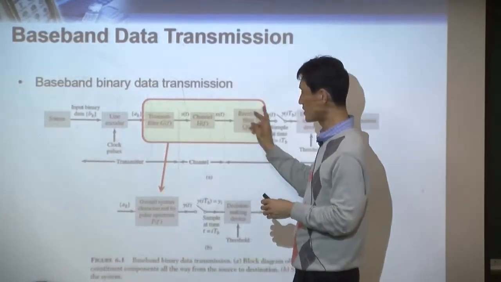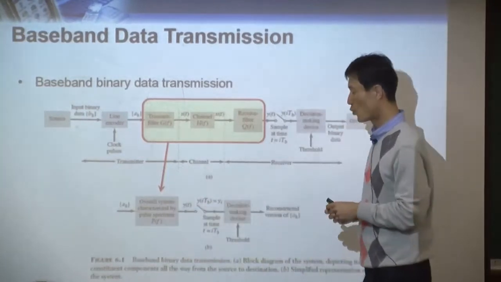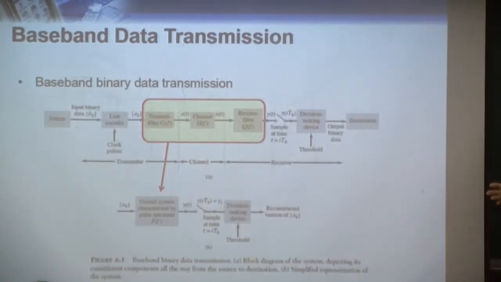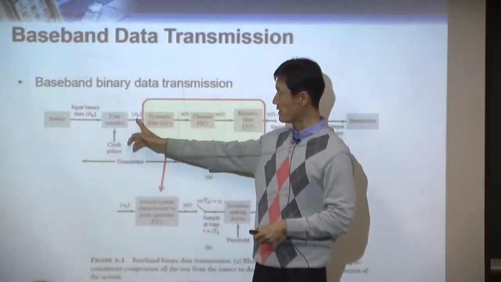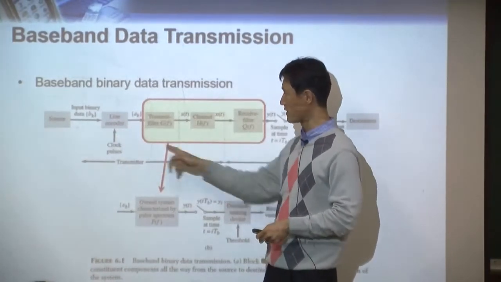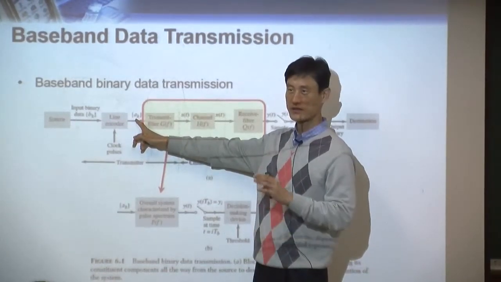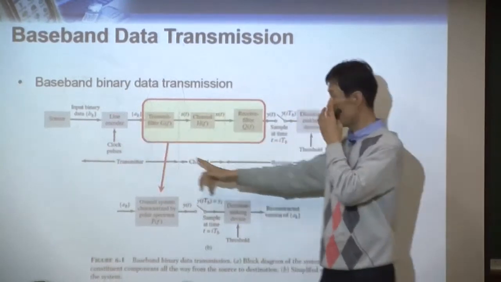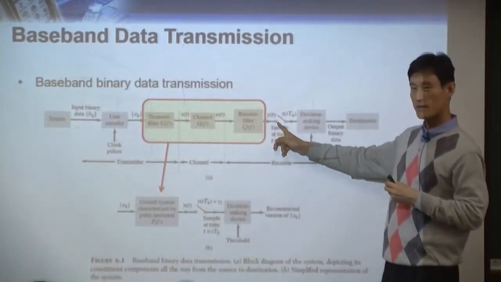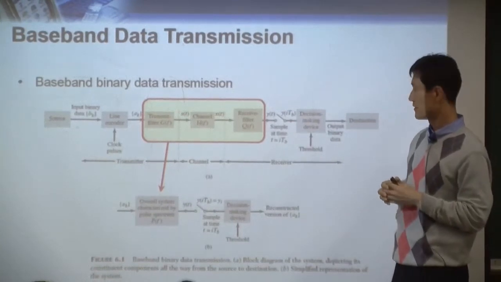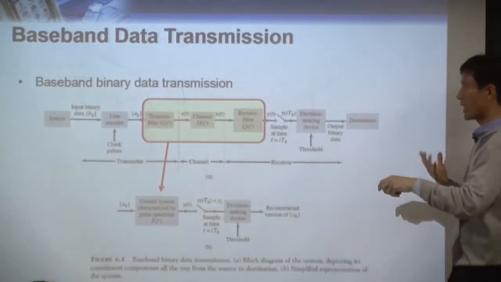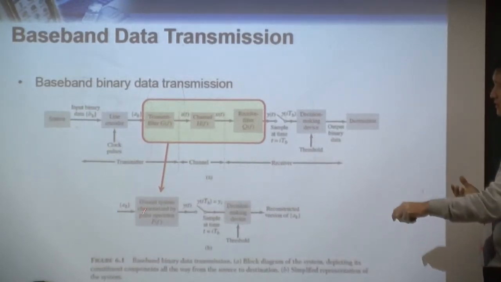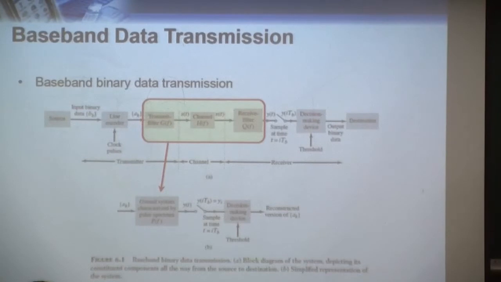Think about this whole thing as just one block, like this. Then what is the ideal response of this one? Eventually, the input to this block is binary data, 0, 1, 0, 1 kind of thing. And what is the output here? It's again binary, some signal. So what do you want to do? How do you want to make this block in order to make an ideal communication?